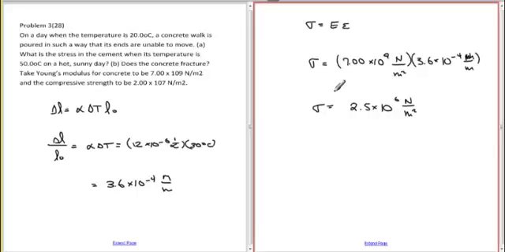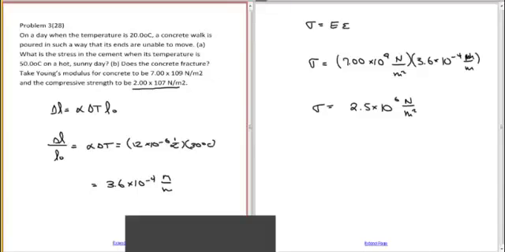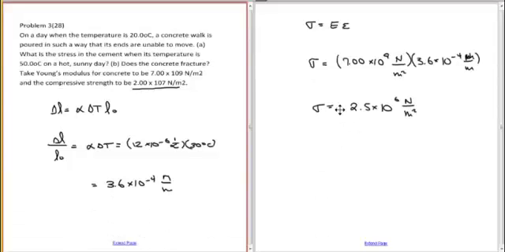Is that right? 1, 2, 3, 4, 5, 6. Now the compressive strength is 2 times 10 to the 7th. So because this is less than that, we should be okay. If this were greater than that, and I'm just making sure, we just check the answer here. Yeah, okay, so that's good. So this is the correct answer.